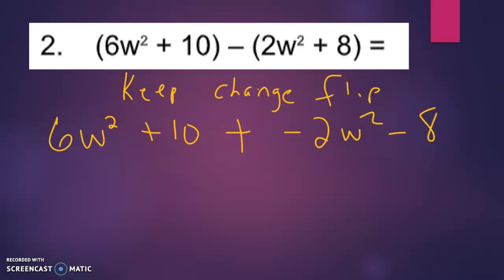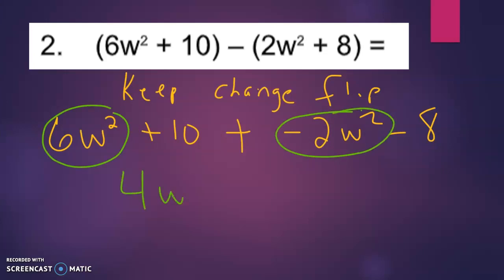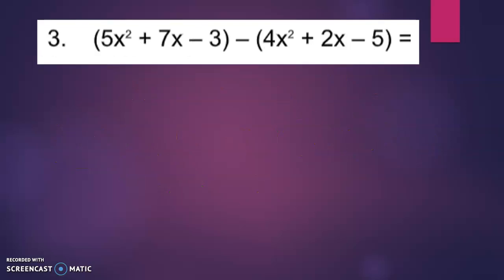We then go and find our like terms because now this is an addition problem. It is 6w squared and a negative 2w squared, which is 4w squared. It is a positive 10 and a negative 8, which is positive 2. You just need to remember to keep, change, flip.